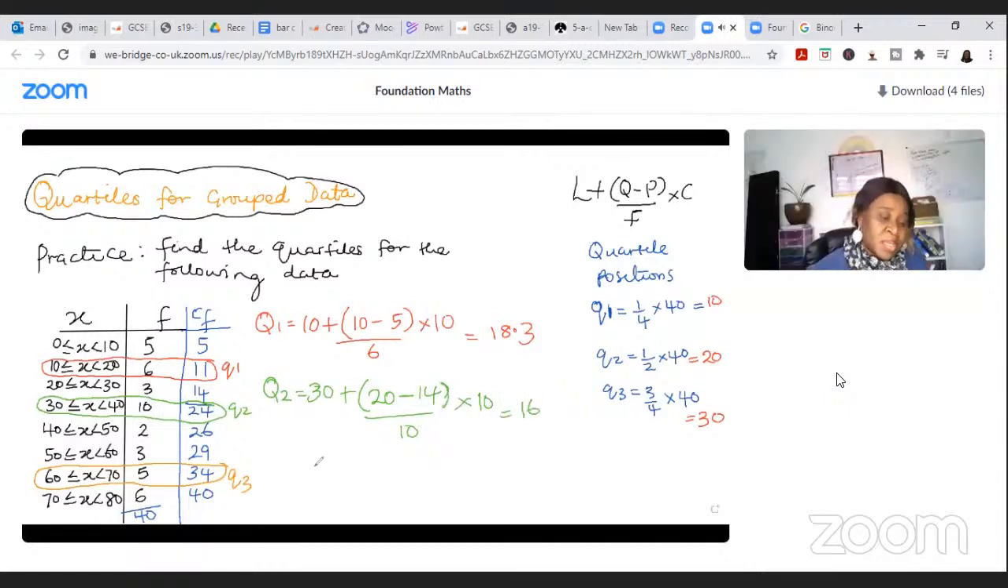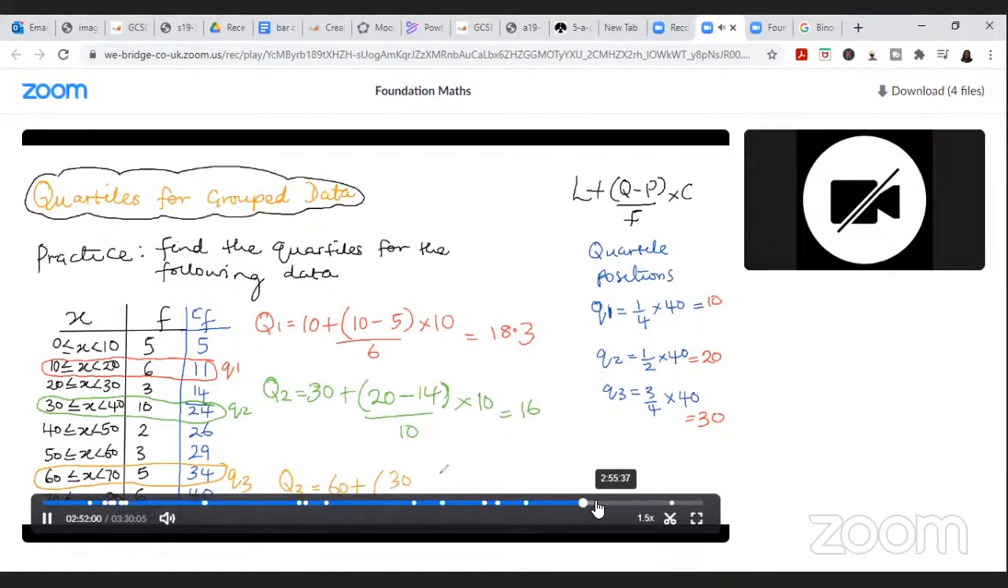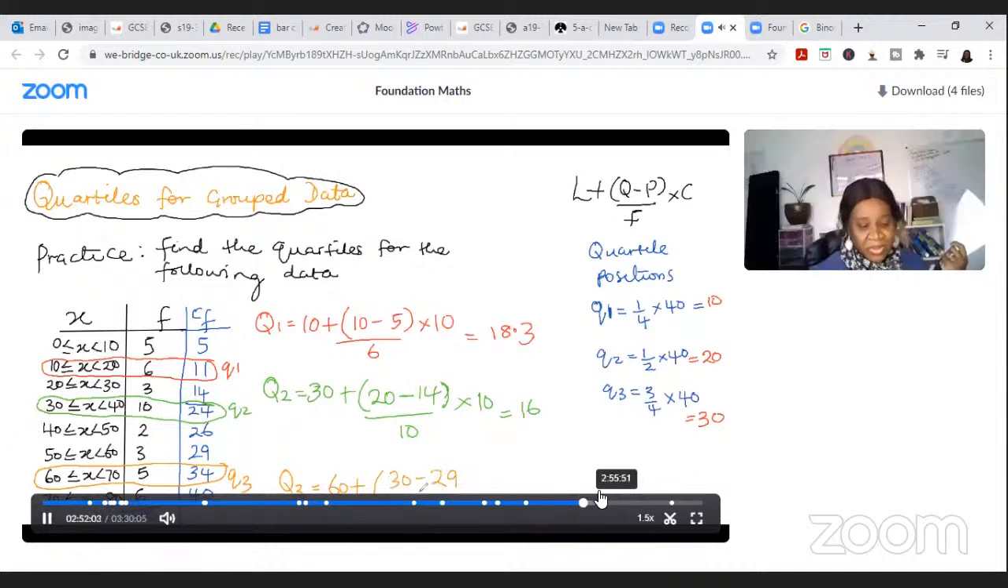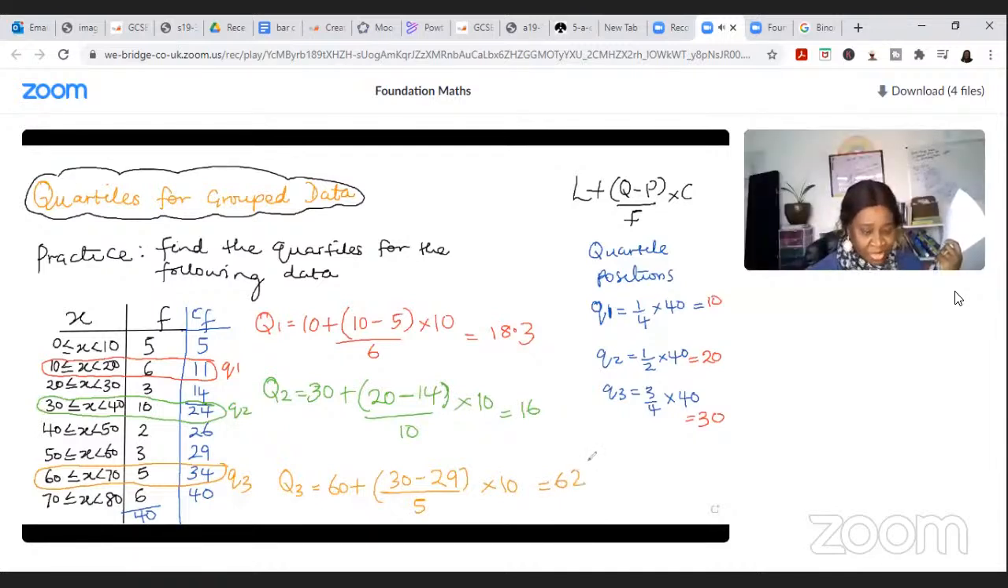And the last one is Q3. So Q3 would be 60, the lower limit of the quartile class, plus 30 minus 29 over 5, multiply by 10. It will be 62. I'll just check, okay? Yes, go ahead. What's your question?